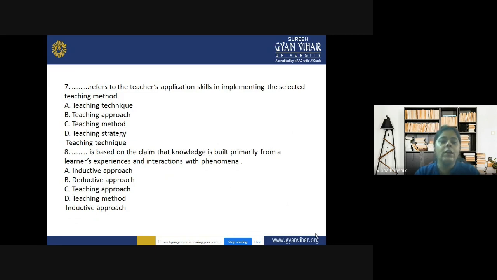Now the eighth one, dash, is based on the claim that knowledge is built primarily from a learner's experiences and interaction with phenomena. The options are A, inductive approach, B, deductive approach, C, teaching approach, or D, teaching method. Now you have to select the correct answer on the basis of the given choices, and the correct answer will be option A, that is inductive approach.